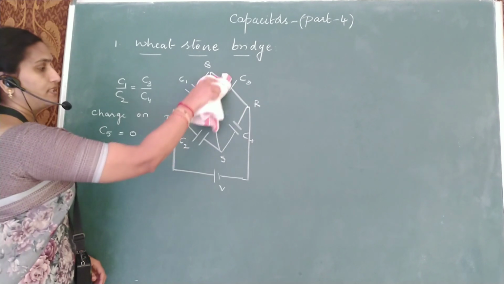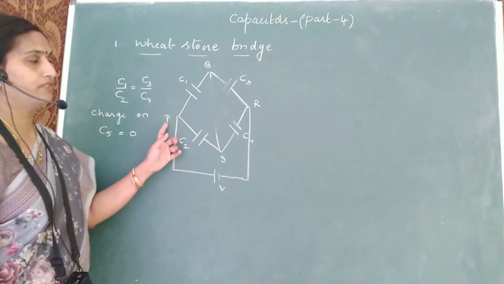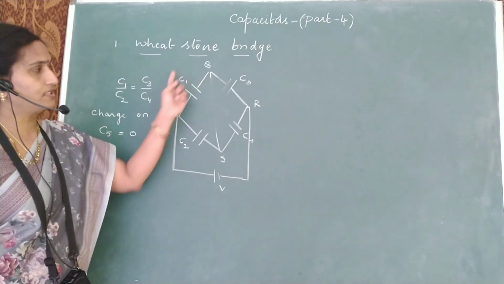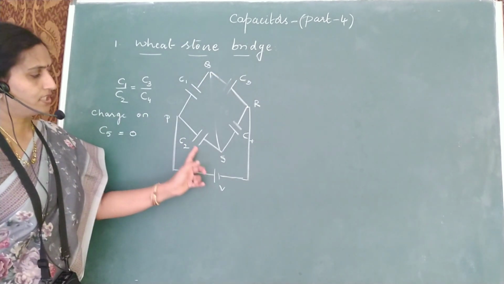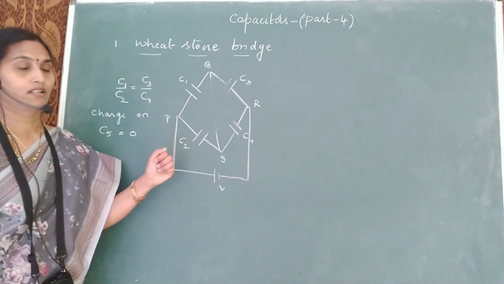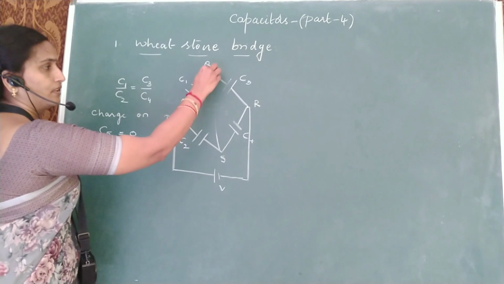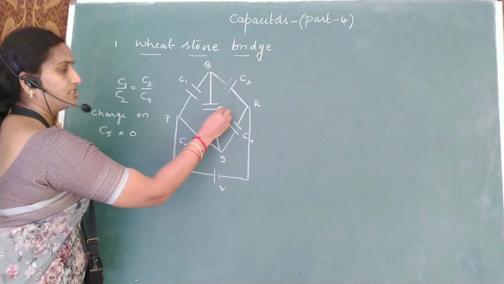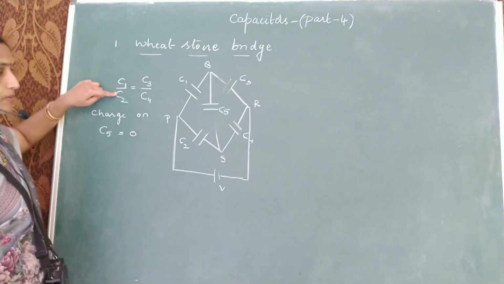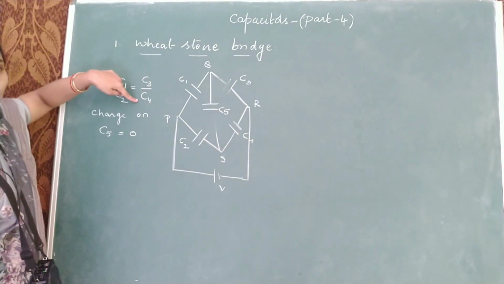If I remove this central capacitor, now you can very easily find the equivalent capacitance. The first 2 capacitors, C1 and C3, are in series, C2 and C4 are in series, and the 2 branches are in parallel combination. But when can we apply this rule? Only if it satisfies the condition. What is the necessary condition? C1 by C2 must be equal to C3 divided by C4.